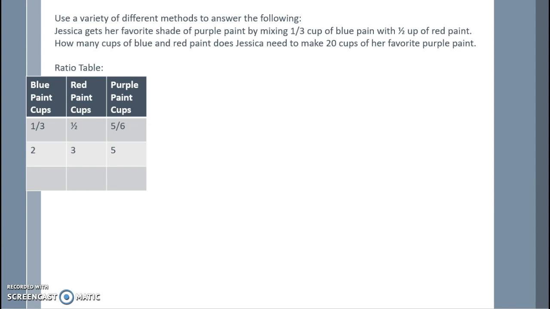And now what we can do to keep going, because we need to get 20 cups here, is we can double each one, so 4, 6, and 10, and double again. So 8, 12, and 20.